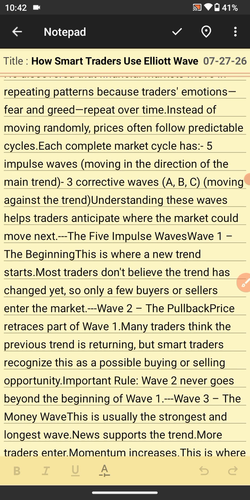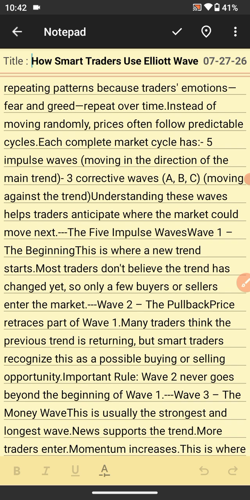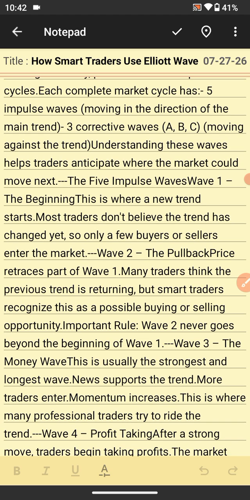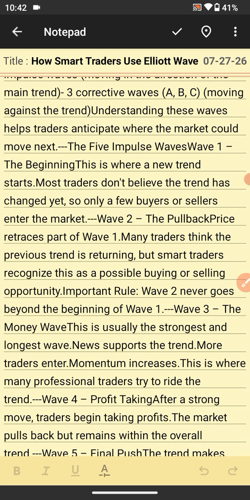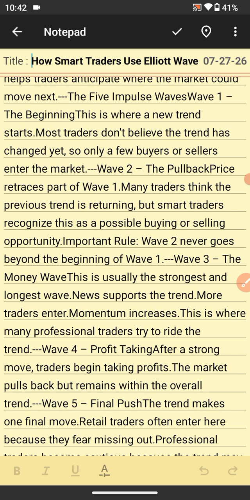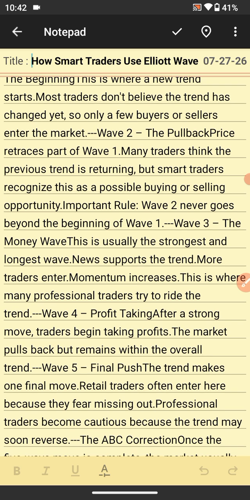The 5 impulse waves. Wave 1, the beginning. This is where the new trend starts. Most traders don't believe the trend has changed yet, so only a few buyers or sellers enter the market. Wave 2, the pullback: price retraces part of wave 1. Many traders think the previous trend is returning, but smart traders recognize this as a possible buying or selling opportunity. Important rule: wave 2 never goes beyond the beginning of wave 1.